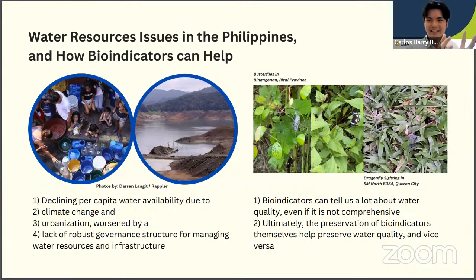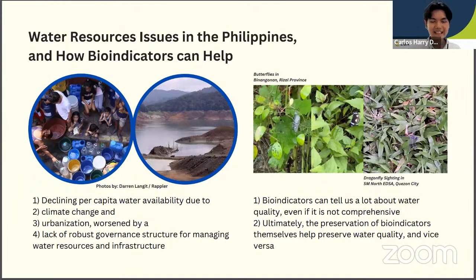Compared to other metropolitan areas, Metro Manila is a very small area, and we are heavily reliant on one dam, the Angat Dam or the La Mesa Water Reserve Park. So over 10 million people relying on just this small area of water reserve really puts a strain on our available water resources. The Philippines is also one of the most vulnerable countries when it comes to climate change. So that's another factor in our declining per capita water availability.